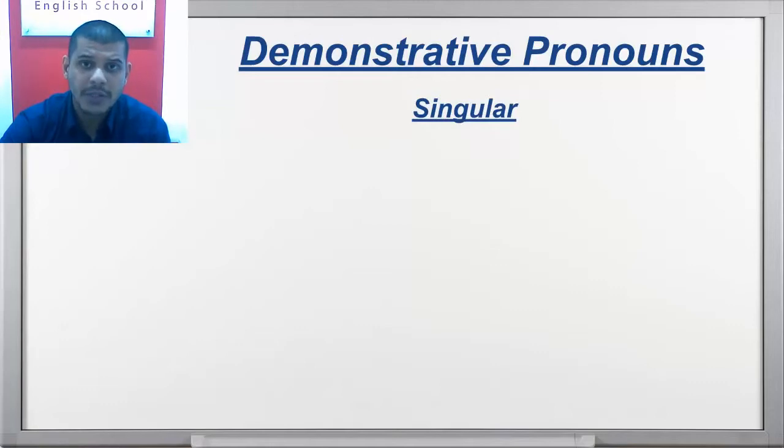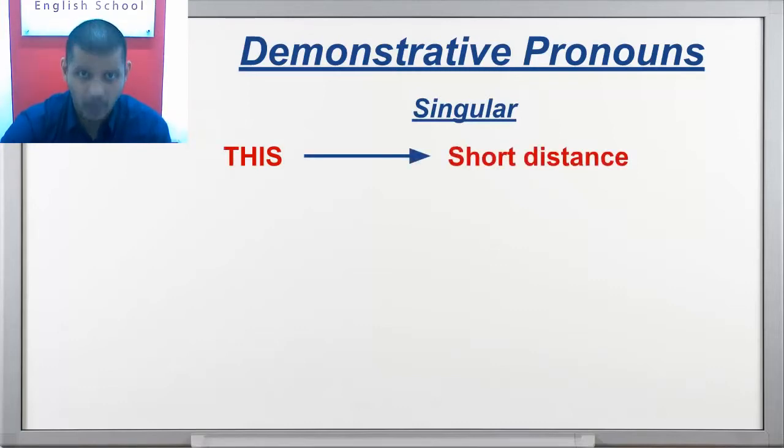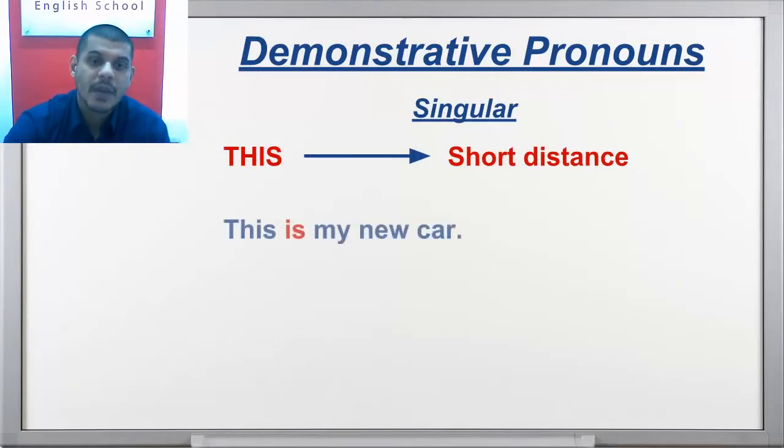So the first demonstrative pronoun I have for you is this, alright? I use this to demonstrate something in a short distance, alright? So let's take a look at the example I have for you. This is my new car. This is my new car, right?